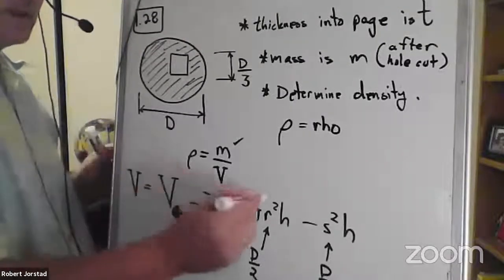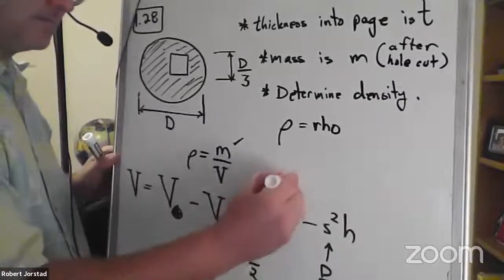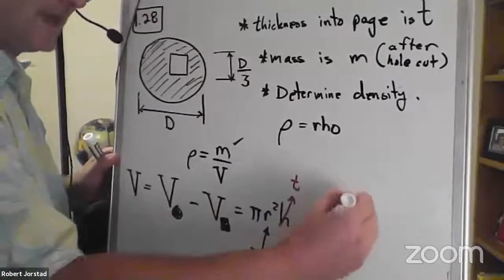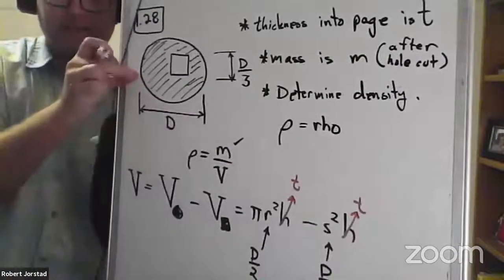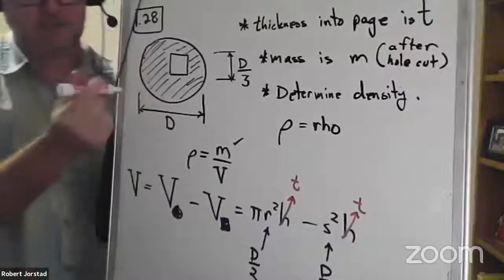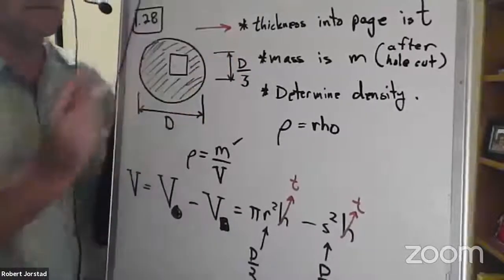Same thing. It's the thickness T. In this problem, height is the dimension coming in or out of the page, which is the thickness.